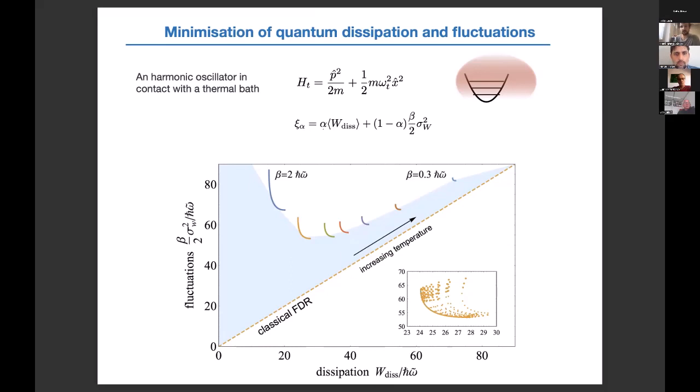Through this thermodynamic metric, what we can do is optimize, so either minimize dissipation or minimize fluctuations, in this toy model of a quantum harmonic oscillator in contact with a thermal bath. And these are some results. If the classical relation were true, by minimizing dissipation you would also be minimizing fluctuations. But here instead, you see there's a kind of Pareto front. So there's a trade-off: you either minimize fluctuations or you minimize dissipation, but not both.